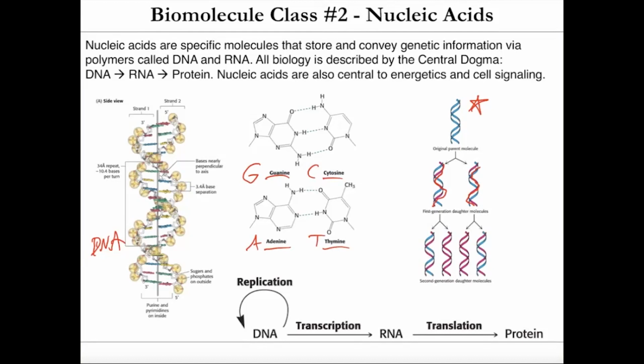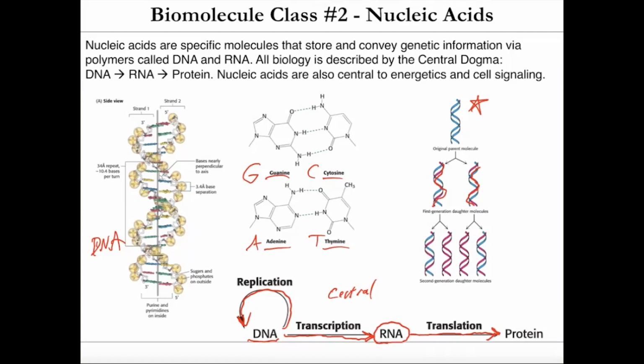Now, nucleic acids, they store genetic information, but they also convey it through a process called the central dogma. And so the central dogma is that you have DNA, which is replicated, and then that DNA is transcribed into a different nucleic acid polymer called RNA. And then that RNA is translated, the code of that RNA is translated into that specific protein amino acid sequence.